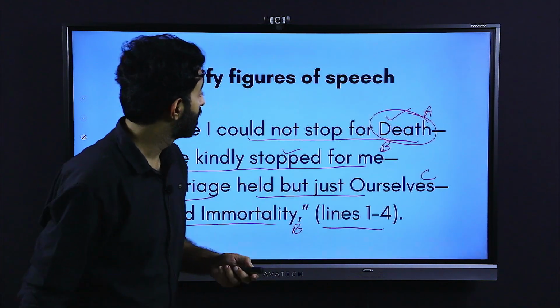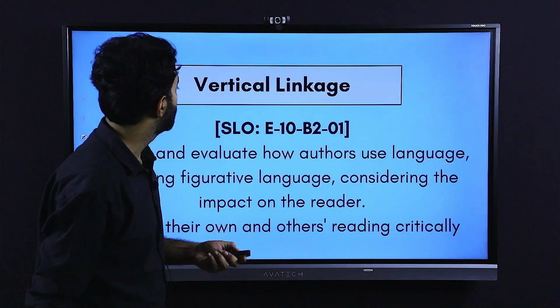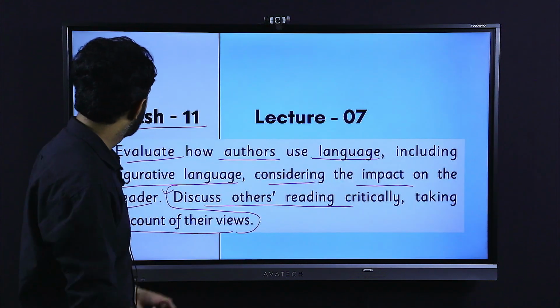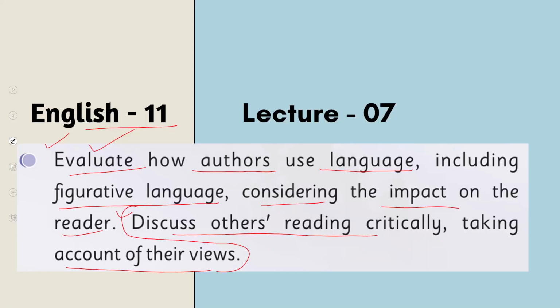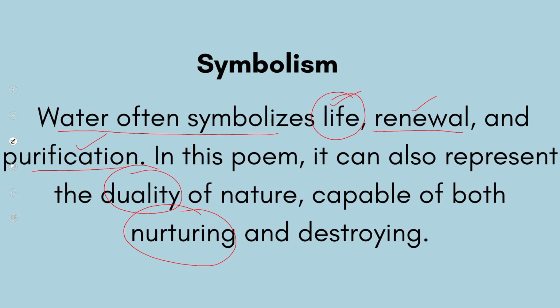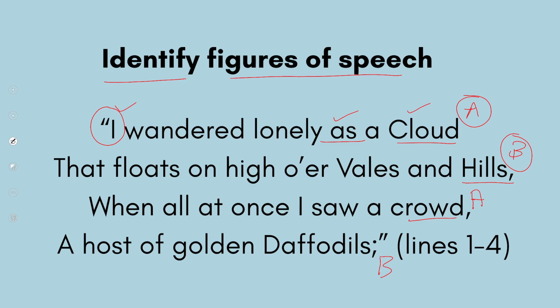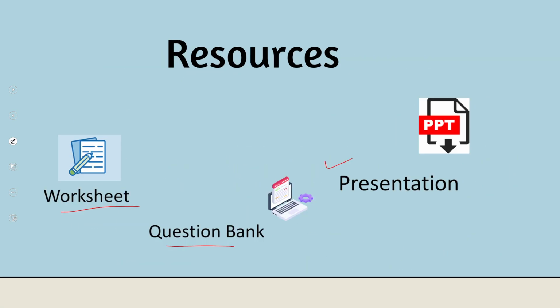So this is, let's move on to the SLO. We evaluated how the authors, in this case the poets, used language and figurative language. So we talked about it. We talked about mostly the possible figures of speech, and you can easily recognize them and understand them.